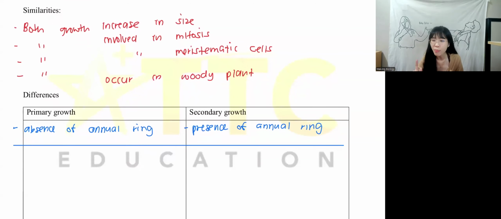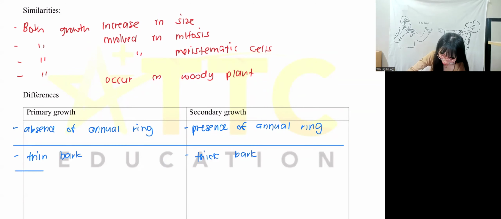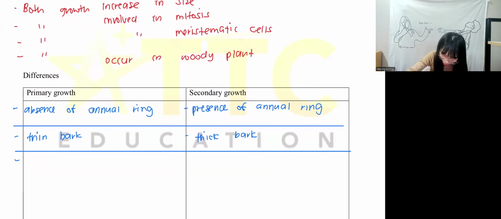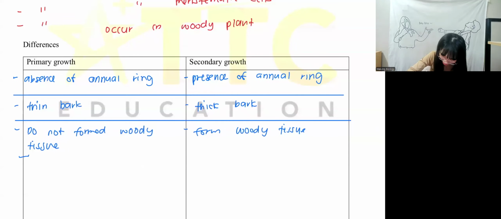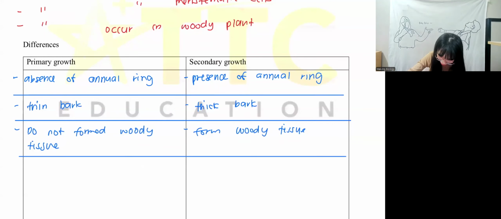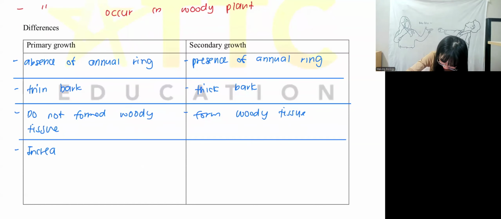Okay, thin, not called, is bark. So this is thin bark. This is thick bark. And then we're going to say whether they have woody tissue or not. This one does not form woody tissue. This one forms woody tissue. Okay, then next, we can also talk about increase in length, increase in diameter.